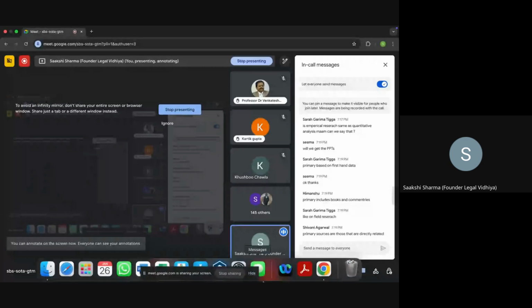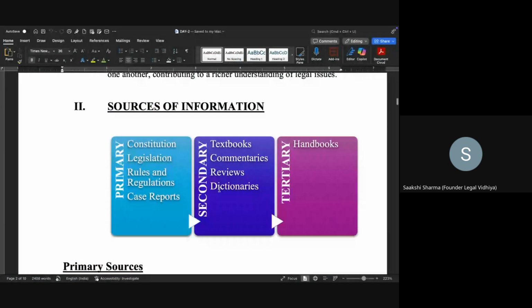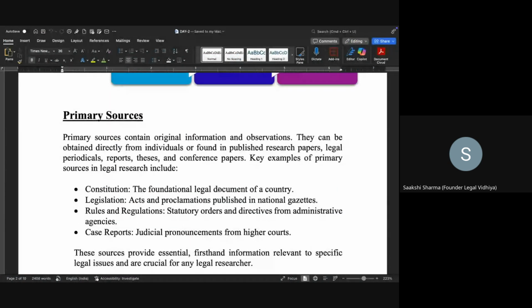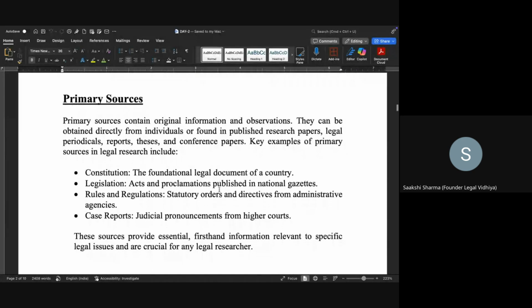Now, since you all have answered it correctly, we are not going to go very deep into this topic. We'll just see what the sources are and what primary, secondary, and tertiary are. Now, primary sources contain original information and observations. They can be obtained directly from individuals or found in published research papers, legal periodicals, reports. To put it very simply, primary sources are the original sources of information.